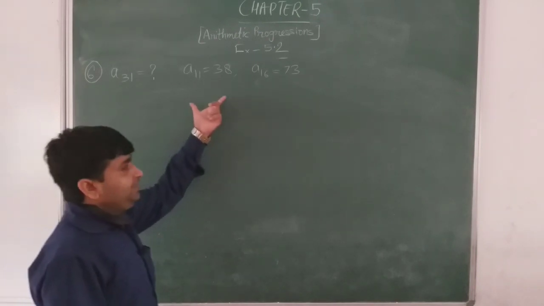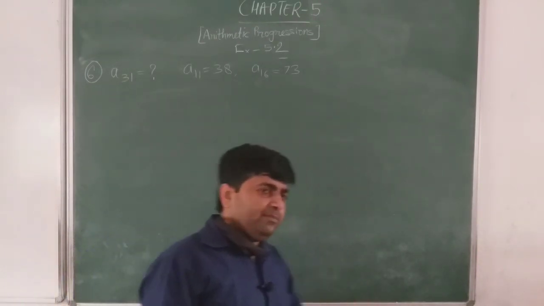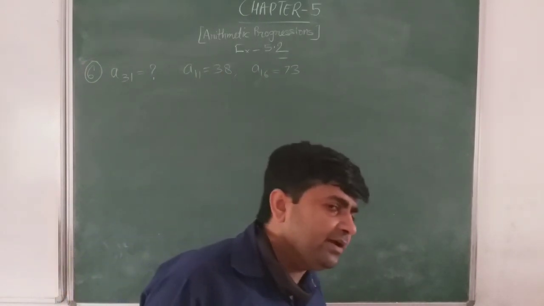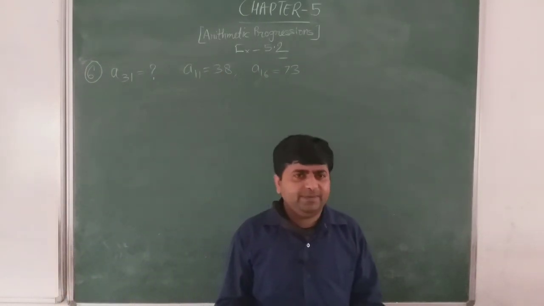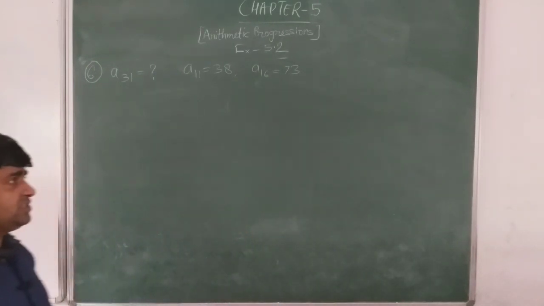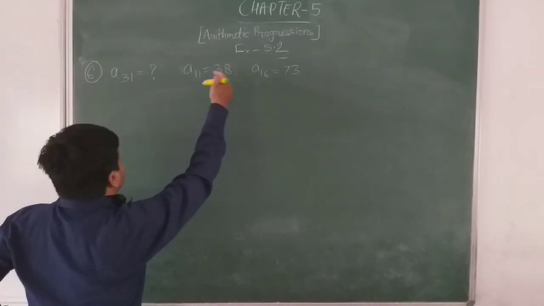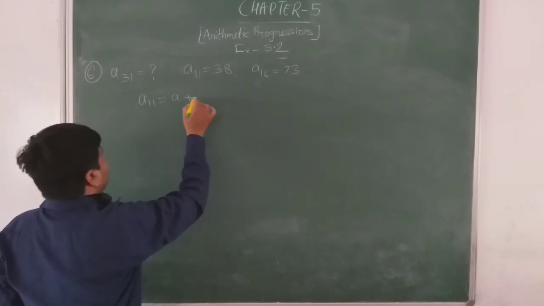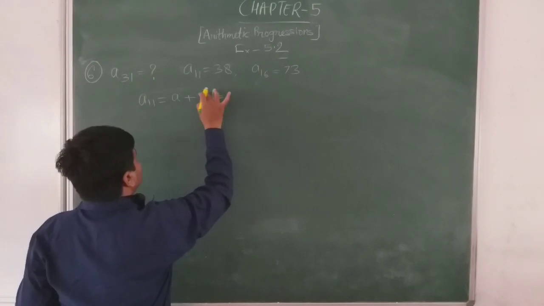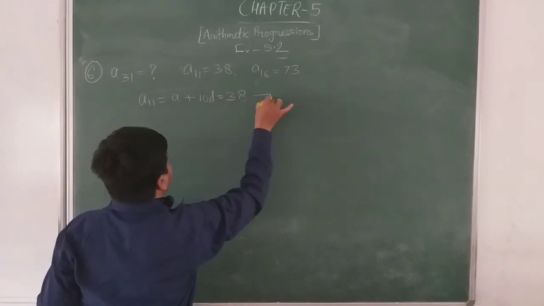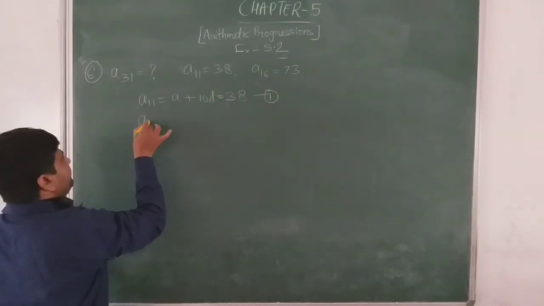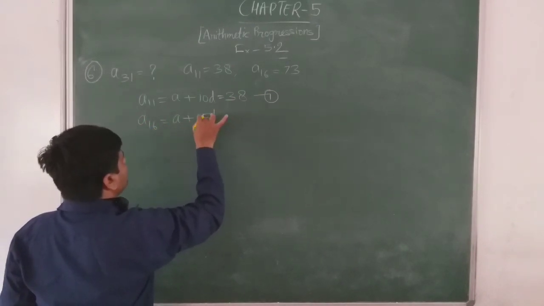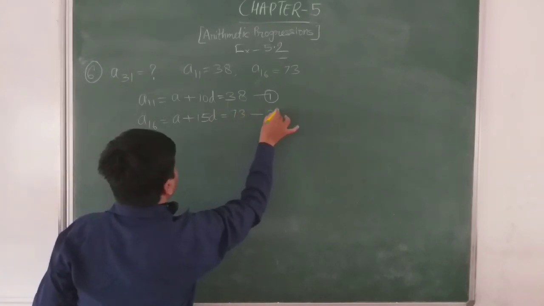So when we use the formula a plus n minus 1 d in this, we will get one equation in a and d from here, and one from there, so we get 2 equations. There are 2 variables, and you can solve them to find the values of a and d by any method, like the elimination method and substitution method. So we are starting here, a11, that means it is a plus 11 minus 1 d or a plus 10d, that equals 38. It is equation 1 we assume. Same here, a16, that is a plus 16 minus 1 d, that is 15d, equals 73. This is equation 2 we are assuming.